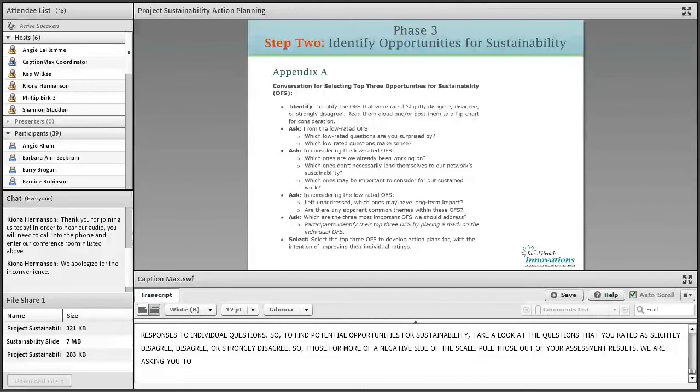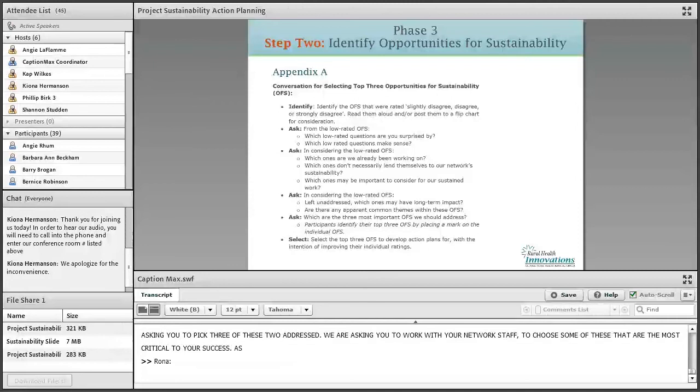We're asking you to pick 3 of these to address via an action plan. And we recommend working with your network staff, with board members, possibly some stakeholders, to choose the 3 that are most critical to the success of your HRSA-funded project. So as Cap mentioned, you'll be taking the sustainability assessment, thinking about your network overall, and then when you get into action planning, really zeroing in on the things that are most critical to the success of your project.